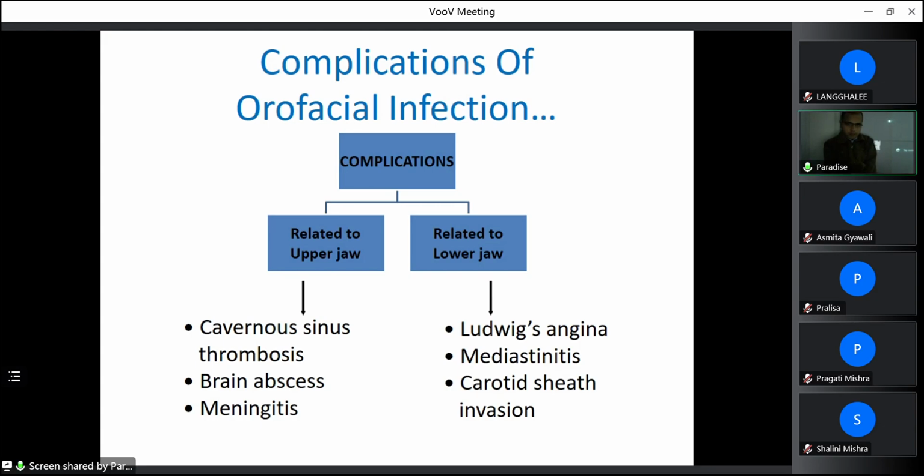Complications of orofacial infections related to the upper jaw may lead to cavernous sinus thrombosis, brain abscess, or meningitis. These are the serious conditions. And related to the lower jaw, it may lead to Ludwig's angina, mediastinitis, or carotid sheath invasion.